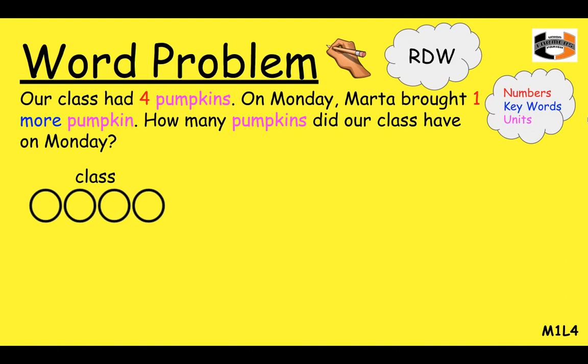Now we're going to draw what happened on Monday. We're going to put a divider and we're going to add 1 more and label it as a big M because that stands for Monday. So in this picture, we can clearly see what's happening. The class started with 4 and Marta brought 1 more pumpkin on Monday.